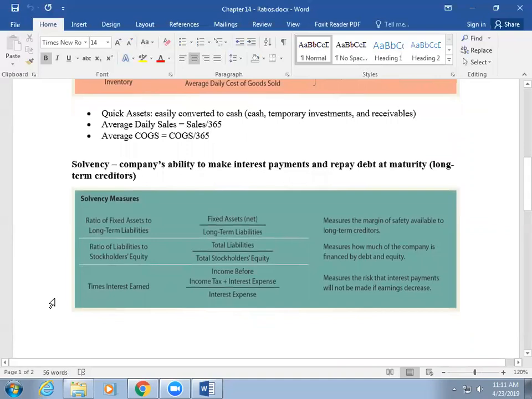And then solvency is more about long-term debt. When we're looking at a company as solvent, do they have enough net worth to cover their long-term debt? Our long-term creditors find this data important: the ability to make interest payments and repay debt at maturity. So we'll be looking at whether we have the assets to cover our long-term liabilities. These are long-term assets, because if we needed to cover our debt long-term, we could sell equipment, land, things like that. So that's more the big picture.